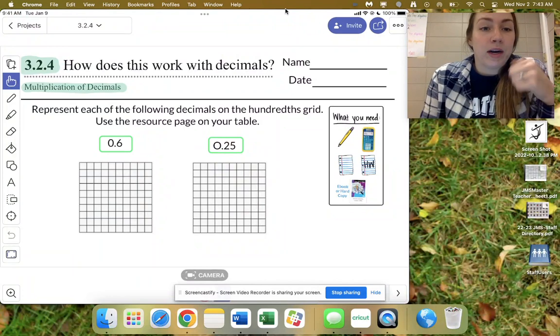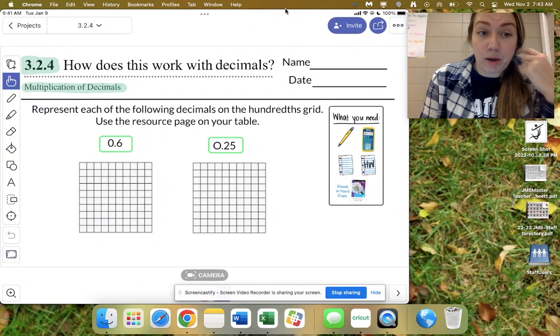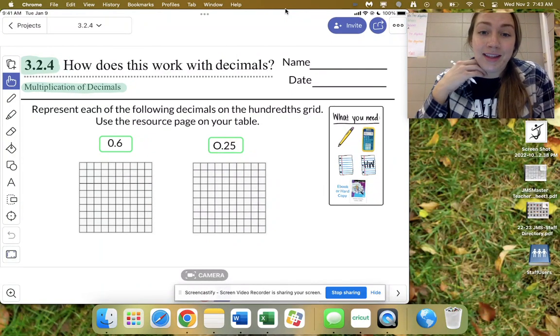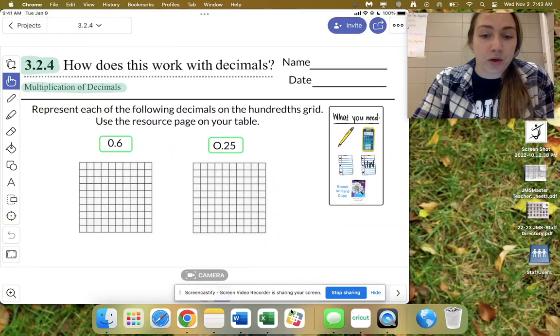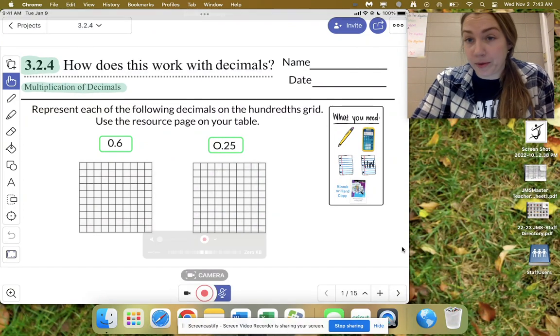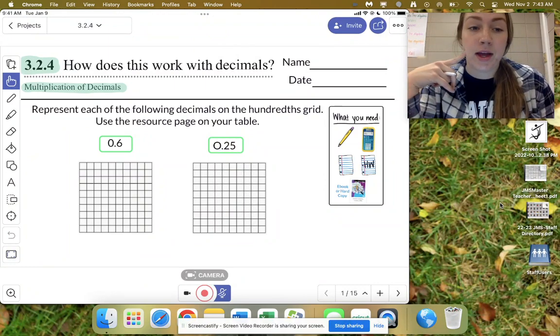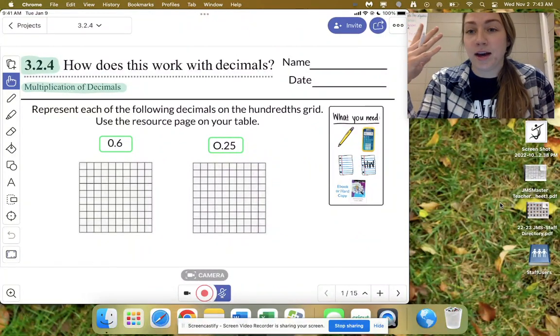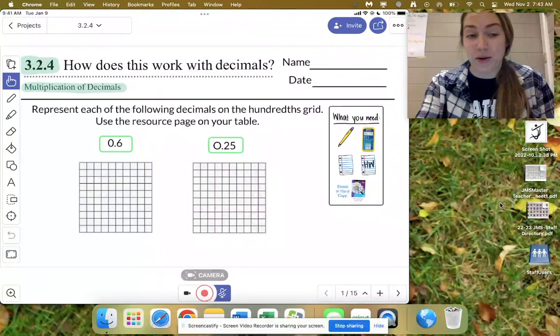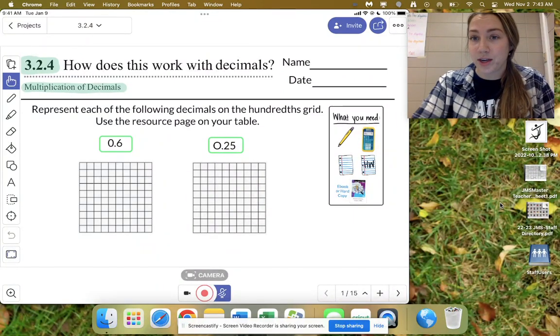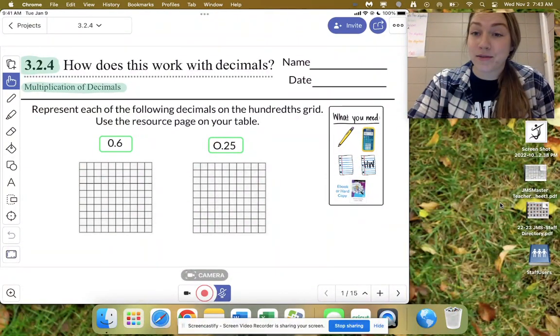Okay, 324. How does this work with decimals? So here's your warm-up. Represent each of the following decimals on the hundredths grid. Use your resource page on your table. There were little pages on your table, or there are if we are in school. If there's not, it's okay. I do not want you to draw a hundredths grid if you don't have one, so just kind of watch. But if you are in school, then pause the video for about 1 minute, shade these in, and then play the video.